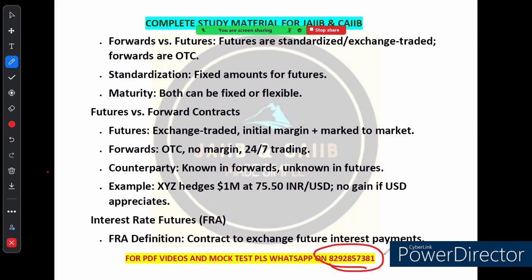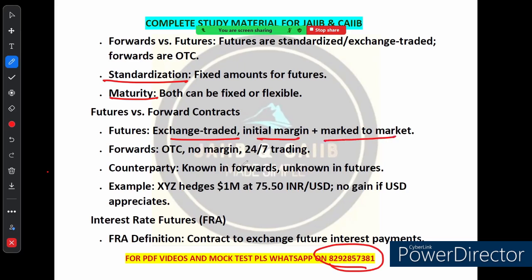Now let's talk about forward versus future contracts. Obviously, you know that futures contracts are standardized, and they also have a fixed maturity. So let's compare future and forward contracts, and then dive into interest rate futures and options. Futures are traded on an exchange, and futures require an upfront margin, and their value is updated daily. That is called mark to market.